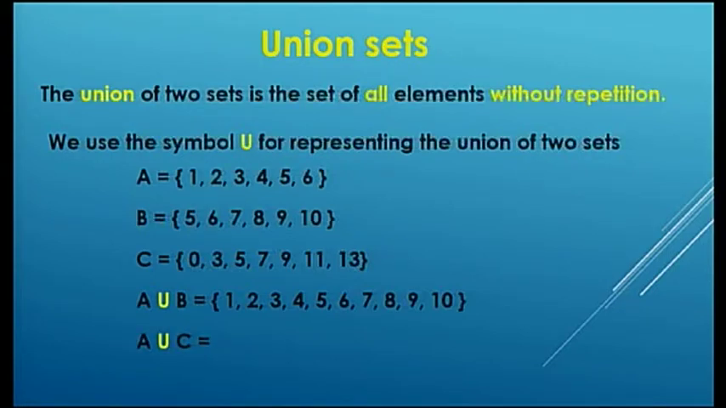What about A union C? Think about it. We are going to take all the elements from the set A and the elements from the set C, but we are not going to repeat elements. That is, we are not going to write an element twice. Like you can see in set A we have the element 3, and again we have element 3 in set C, but while writing A union C, we must write the number 3 only once. So this is the union set of A and C.